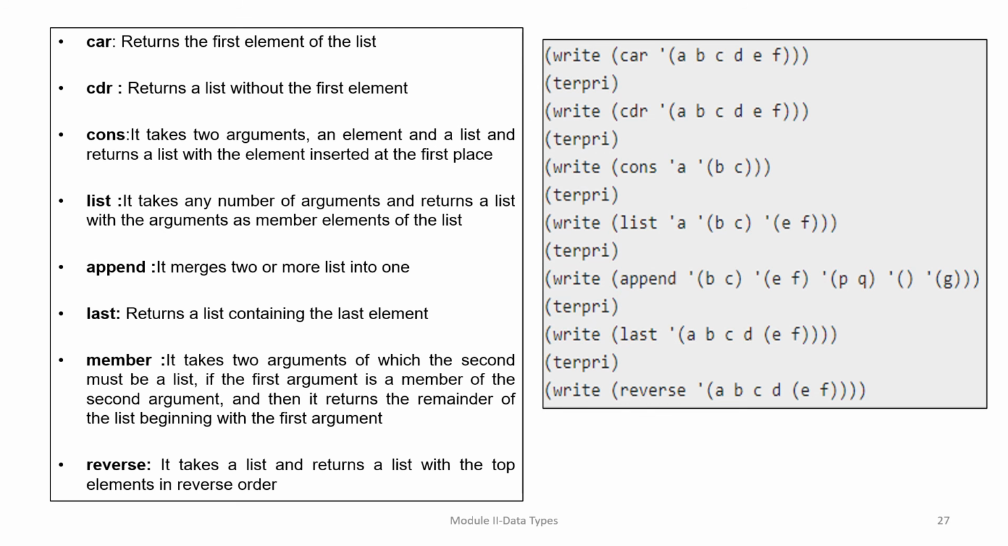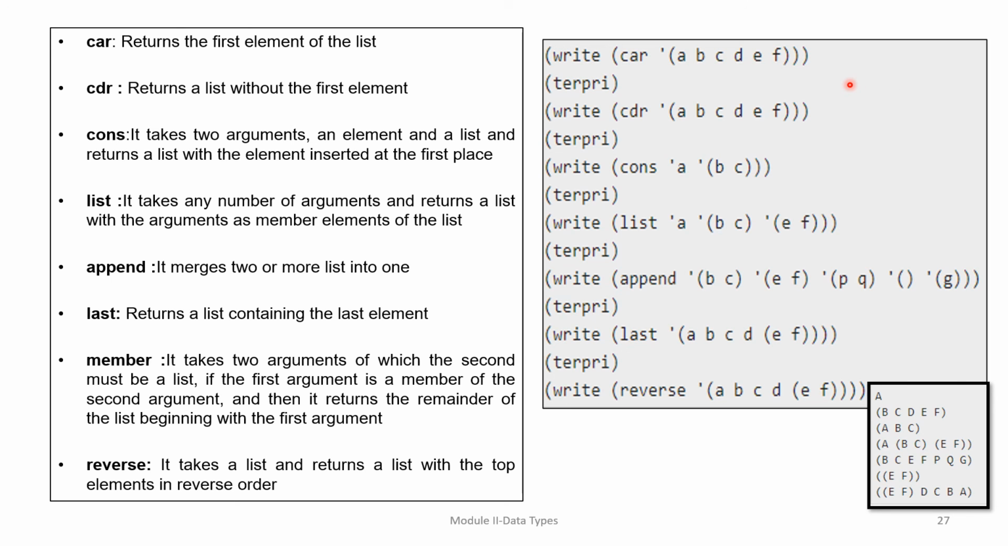Let's look at an example from Lisp. Here a list is being processed using different list manipulation functions. Let's see them one by one. The first one is CAR on a list. It will return the first element of the list, so the return value would be A. Then CDR returns a list without the first element, so it will return B, C, D, E, F.